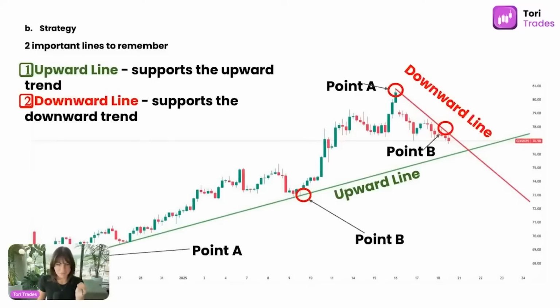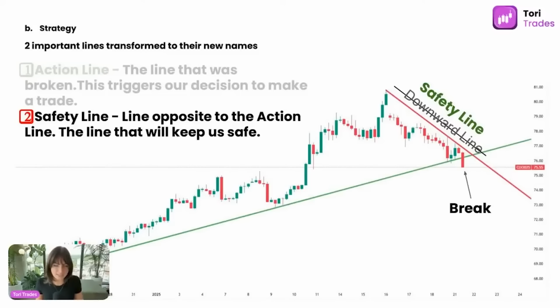So at first, it was just simply an upward line and a downward line. We don't have an action and a safety until price breaks. Safety line. The safety line is the opposite line to the action line. This line keeps us safe. This line tells us how long to stay in our trade. Safety line is everything. Safety line equals risk management. Safety line equals stop loss. Safety line equals risk, whatever you guys want to call it. For the newbies, just know that this is called a safety line.